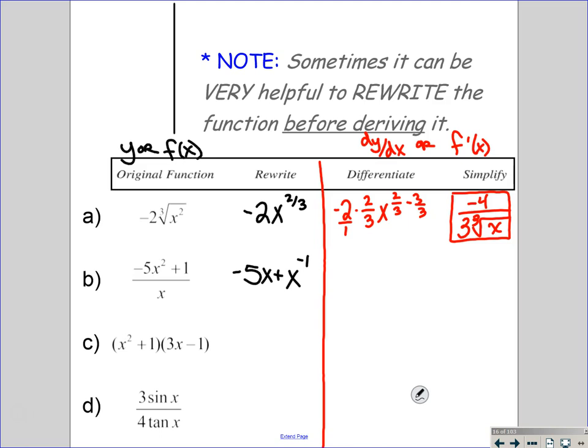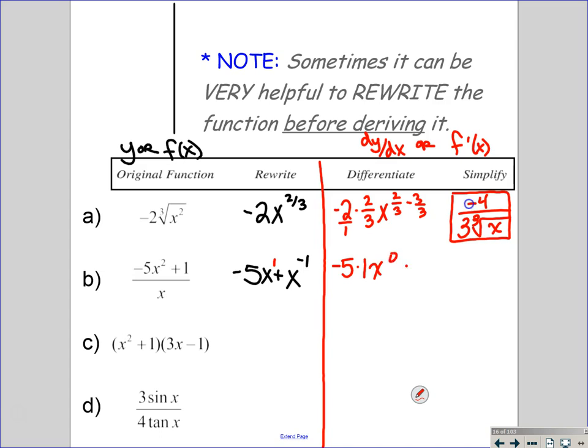Once I have it rewritten, now are these my basic rules? Yeah, I have a sum of two different terms where each of them can be solved with a constant multiple and with the power rule. So, question, what do I end up getting here when I take the derivative of this guy? What happens to that -5? He stays. What happens to x to the understood 1? Bring down the 1, right? And that's going to be x to the 1 minus 1, which is 0.